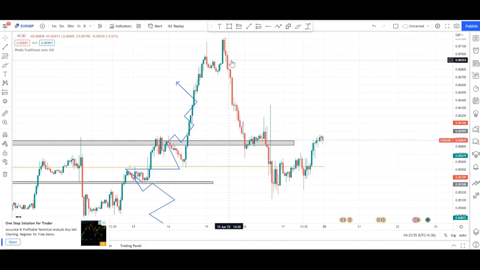I have kept my SL at this red candle, this red candle high, and you can see that we have captured one-sided momentum in Euro versus GBP also, and in the other two forex pairs also. I have told you both on the downside and the upside momentum, we have captured huge profit, guys.